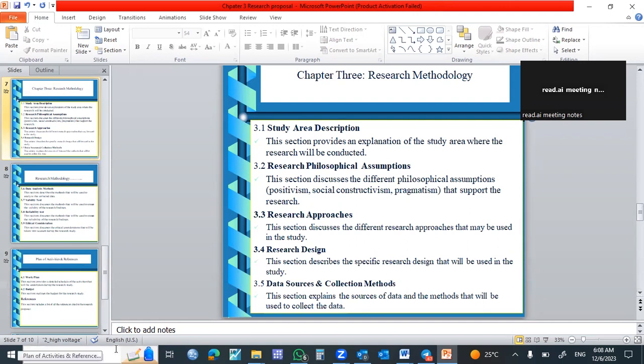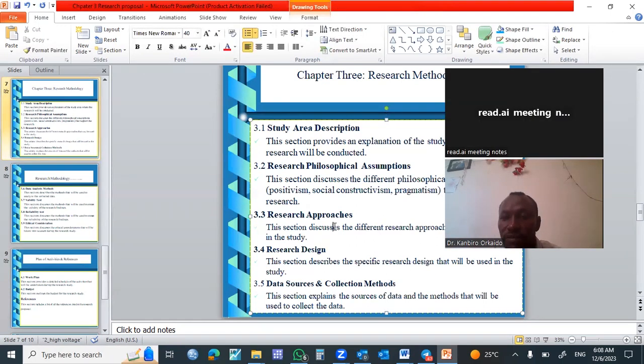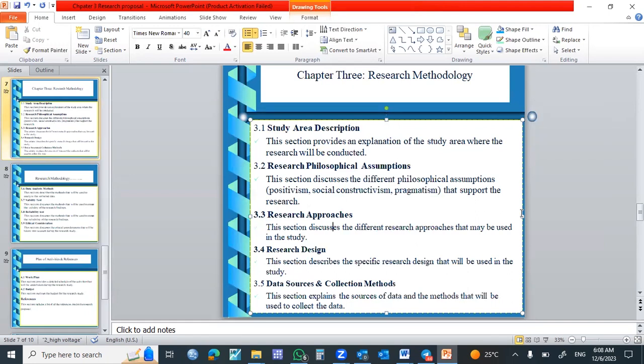Research methodology is a very important part of our study, and in this part, we'll have the study area description. We'll describe our study area in the context of geography, economy, political, and social aspects. Next, we'll consider the philosophical assumptions underlying our study.